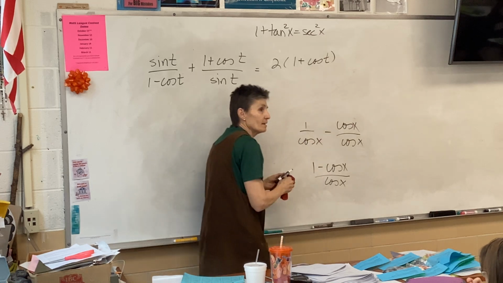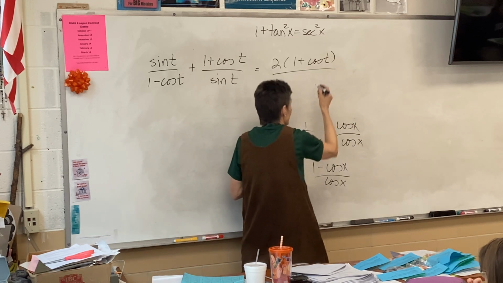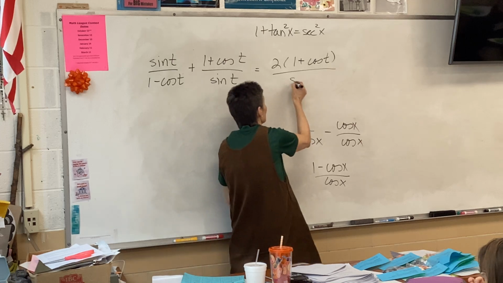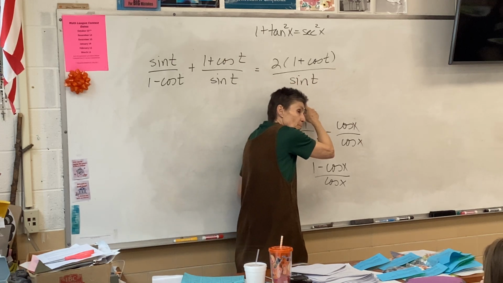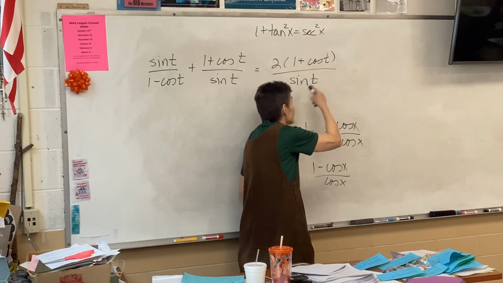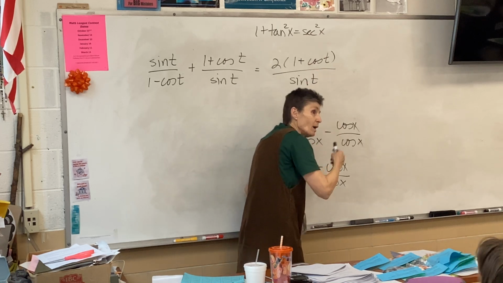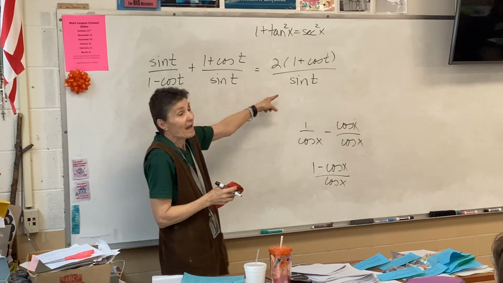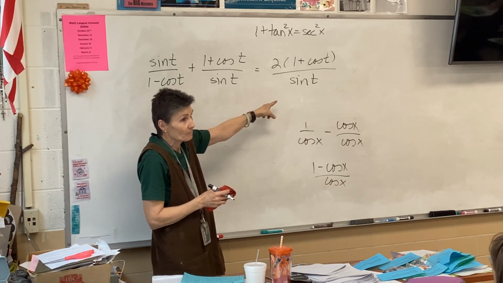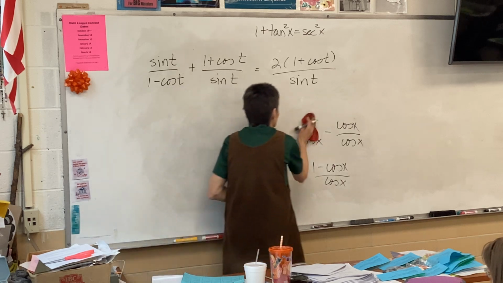Jake, why would cosine be on the bottom? Jake, this is my end point right here. This is what I'm trying to prove. What's on top? 1 plus cosine. What's on the bottom? That is what I want to get. Now, how I make that happen, I don't know, I have to figure that out, but that is what I want to end up with. Okay? All right.